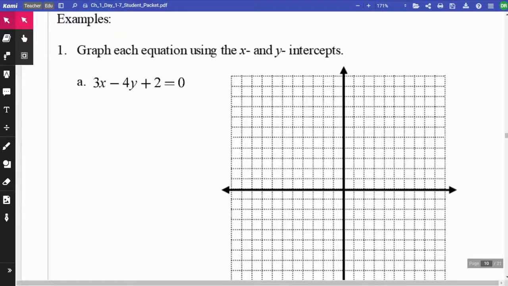Just some examples. We just had the lesson intro. We talked about standard form, or really graphing by finding the intercepts and graphing using slope intercept form.